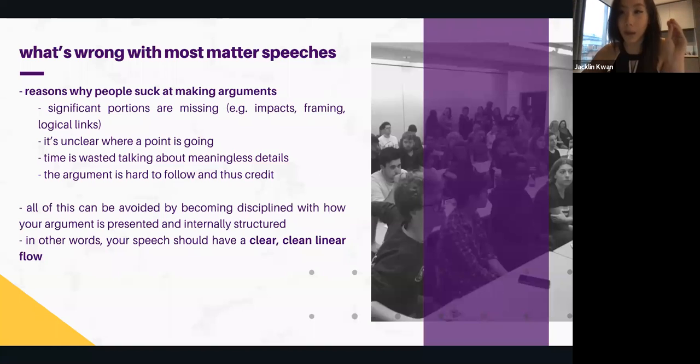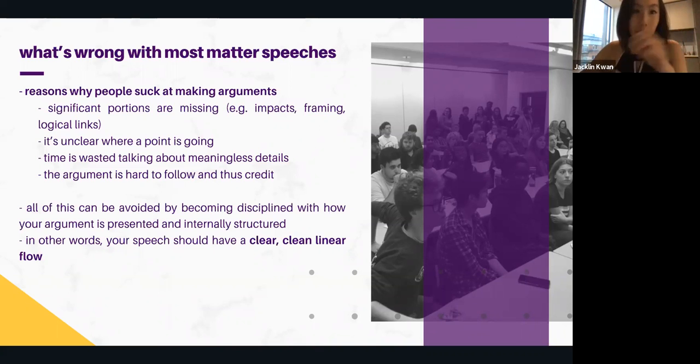Fourthly, sometimes an argument is super hard to follow. So sometimes they're jumping all over the place. First, they tell me the impact, then they tell me the analysis that leads to that impact, but then they tell me the problem they're trying to solve after they've told me the solution to that problem. So it's really hard for a judge to follow your argumentation if it doesn't have a natural flow to it. So all of this can be really avoided by becoming disciplined in how your argument is presented or internally structured. And I'm going to call this having a clear, clean linear flow.